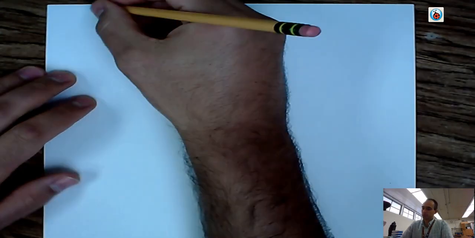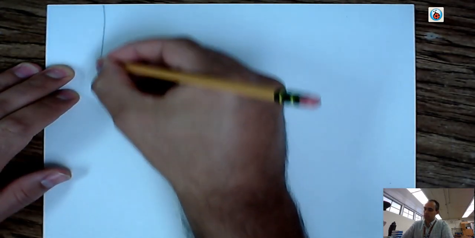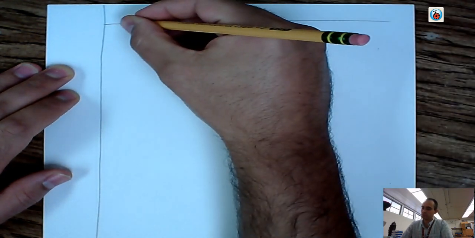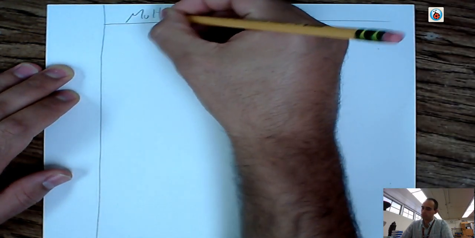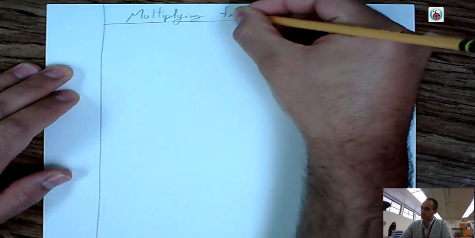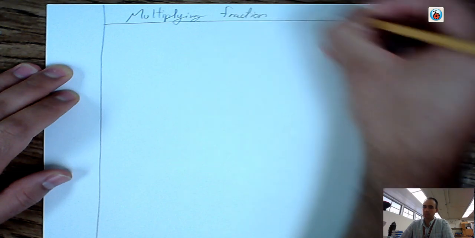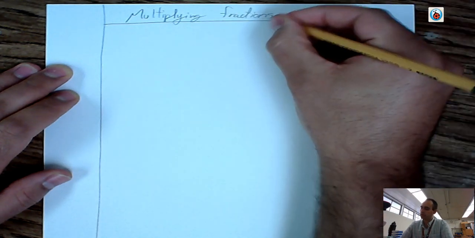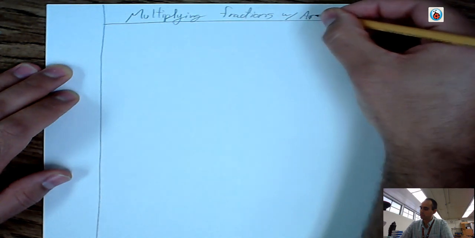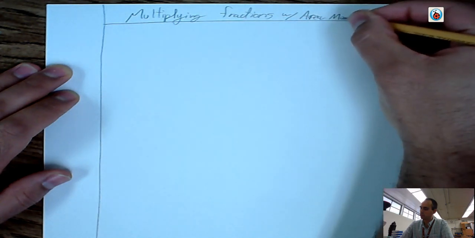Okay, gentlemen, ladies, we're going to go ahead and take notes on multiplying fractions. So set up your notes. We're going to be using an area model.